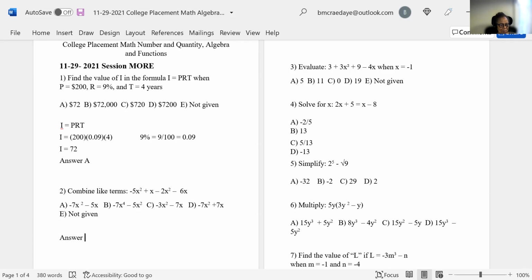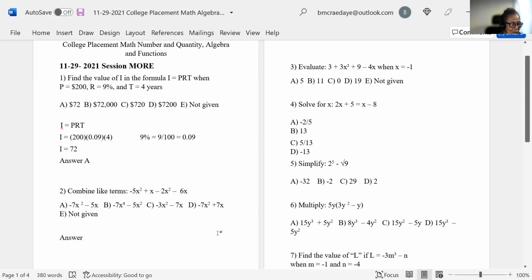What's a minus 5x squared and a minus 2x squared? Remember, you combine the coefficients. So what would that be equal to, Maureen? Minus 7x squared. That's right. So it's a minus 7x squared. That means then you can eliminate B and you can eliminate C. So it's between A and D, right? Now, what's a plus 6x and a minus 5x?